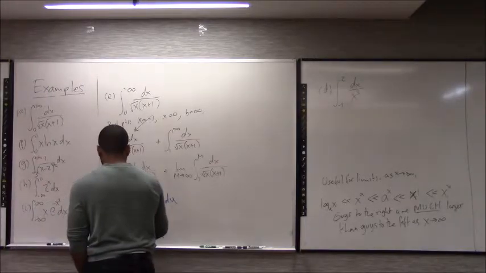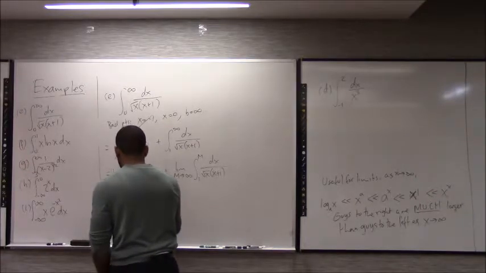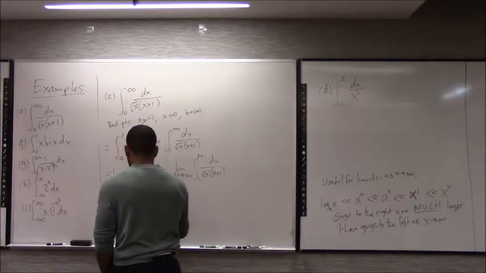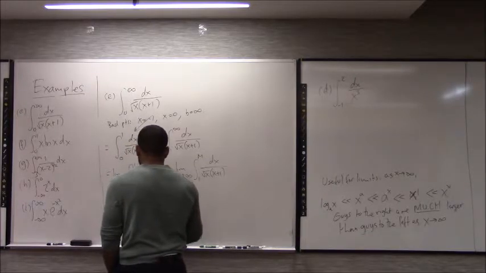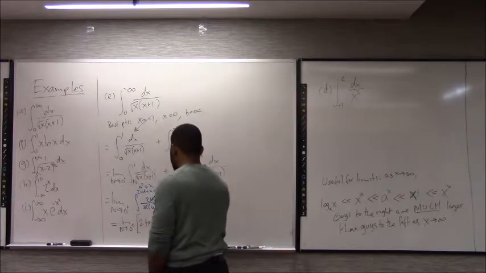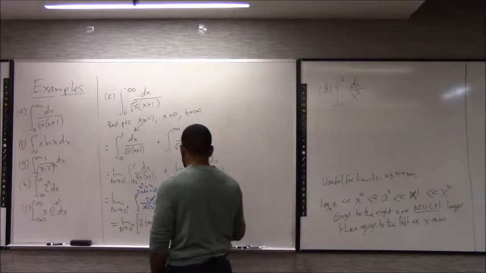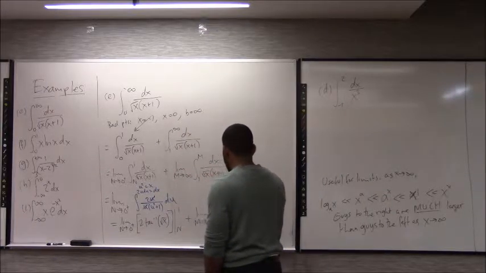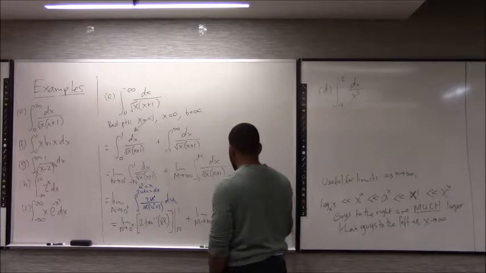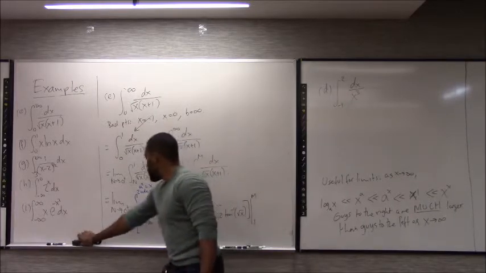So this is limit as n approaches 0 from the right of 2 tan inverse of the u, which is radical x, between n and 1, plus the limit as n approaches infinity of, again, 2 tan inverse of radical x between 1 and n. Now we have to figure out what these guys are.